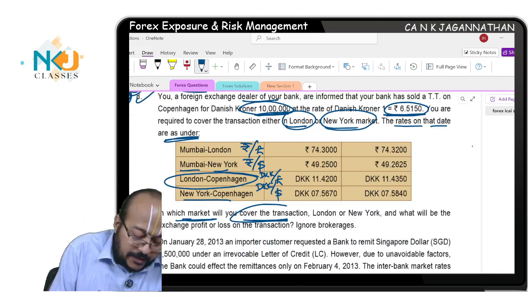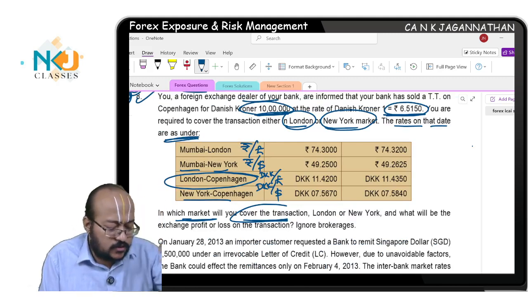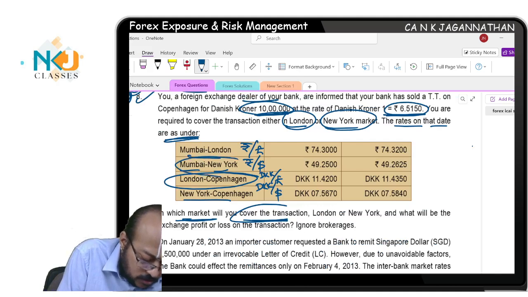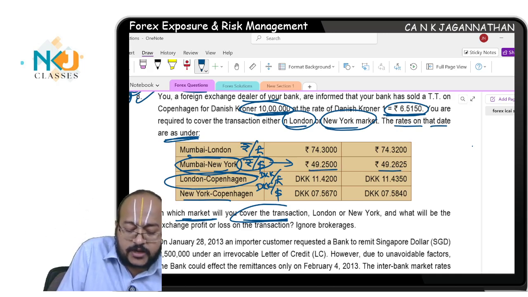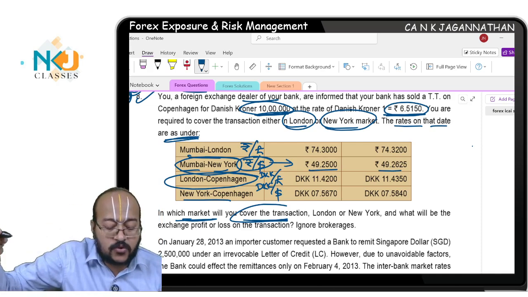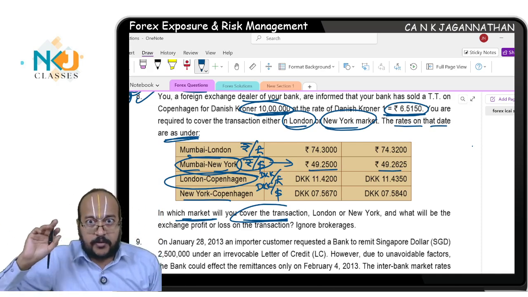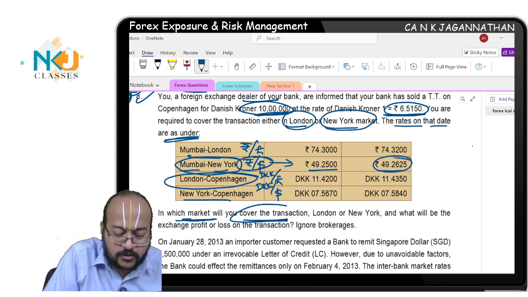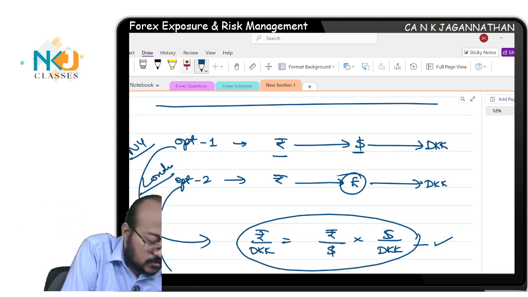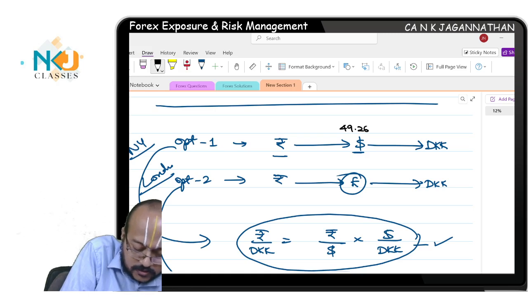For the dollar buying rate, which rate should you consider? You go to Mumbai, New York. Rupee per dollar quote is given. So 49.25 you will consider, 49.26 you will consider. You need to buy dollar, which means you will pay the higher amount to buy the dollar. 49.2625. Agreed? This is the rate I am saying.